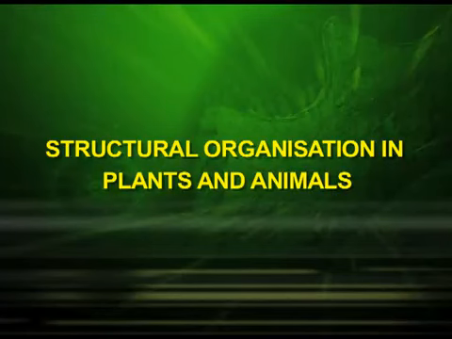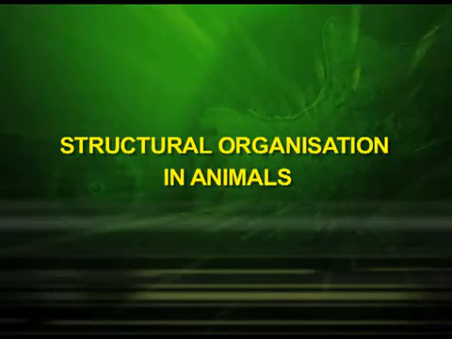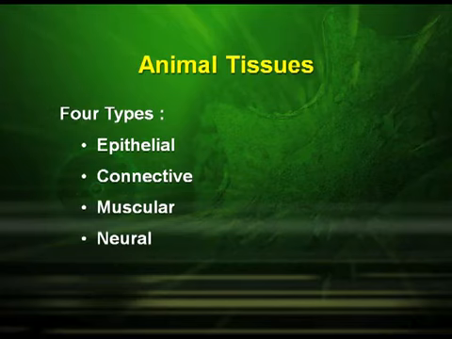In this episode, we will be dealing with the unit structural organization in plants and animals, and I will be dealing with the chapter structural organization in animals. In the previous episode, we dealt with the structural organization in plants, and in case of animals, we will find that a multicellular organism is made up of a group of cells which is called the tissue. In animals, there are mainly 4 types of tissues. They are the epithelial tissues, the connective tissues, the muscular tissues and the neural tissues.